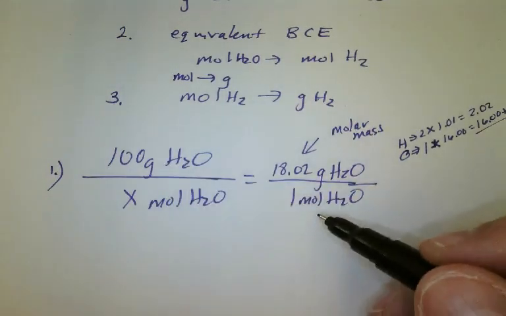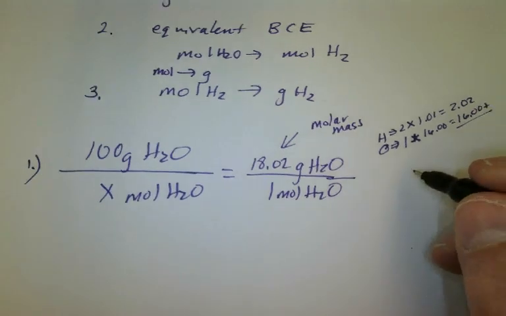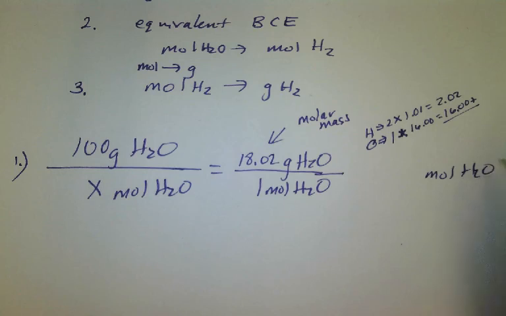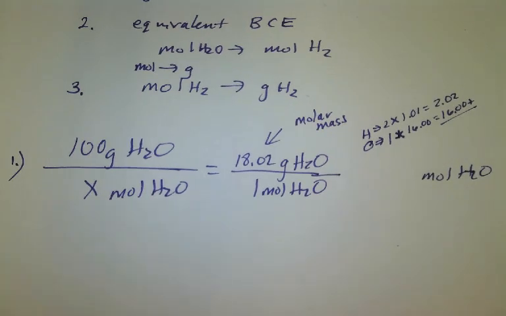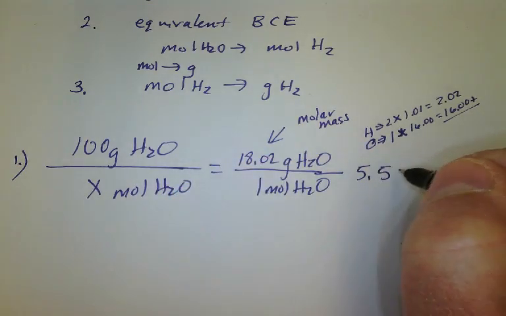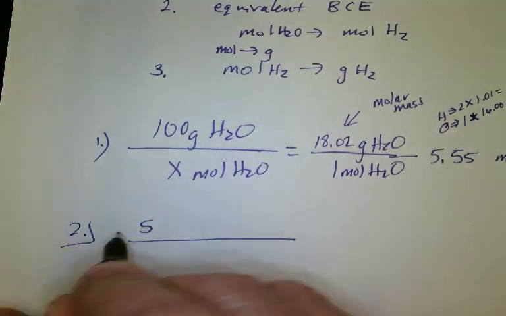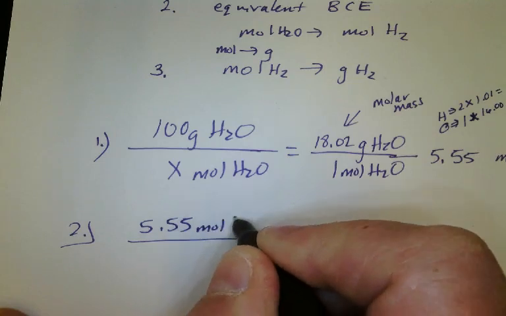So you're going to cross multiply and divide. Help me out here. Take 100 divided by 18.02. For me, somebody. Okay, I'll do it myself. 5.5. Okay? So I have 5.55 moles of water. That's how many moles of water I have. I'm working with 5.5 moles of water.